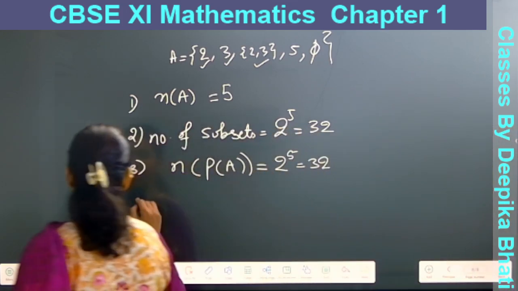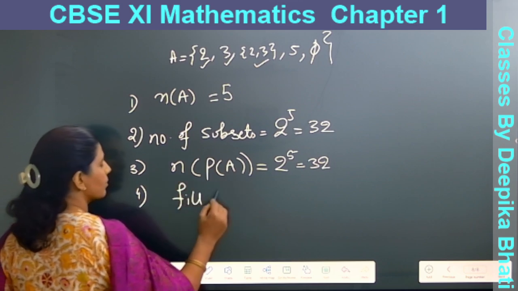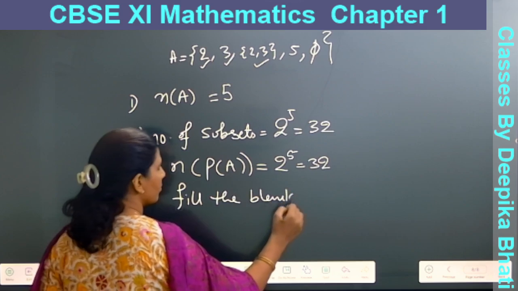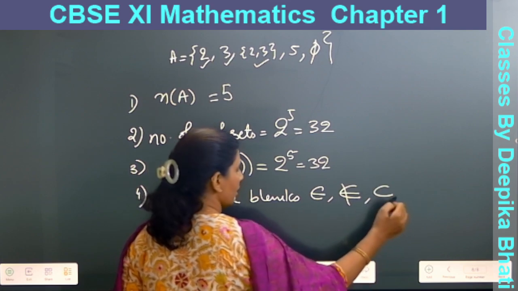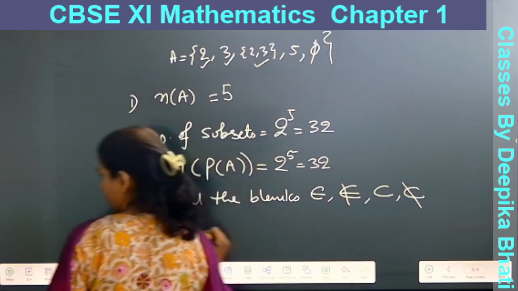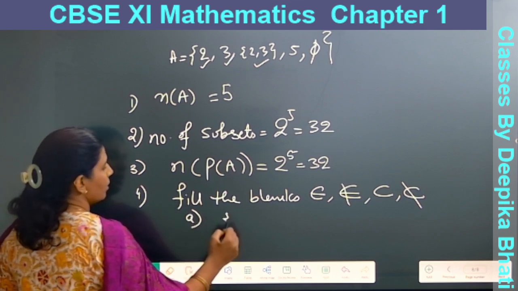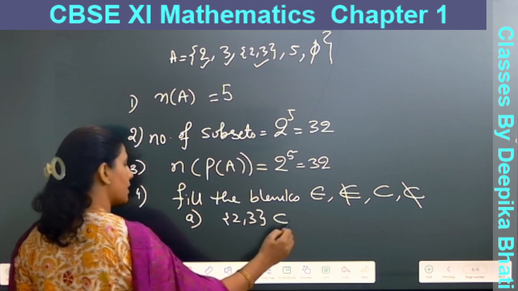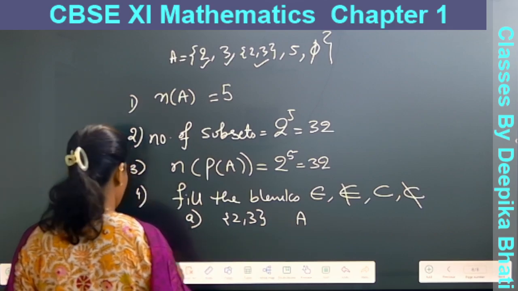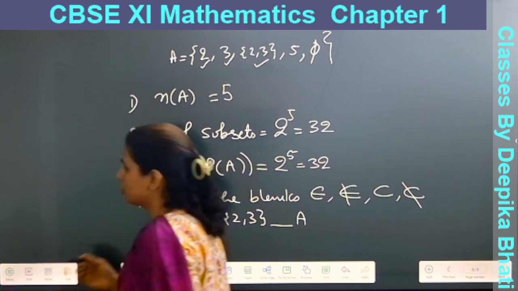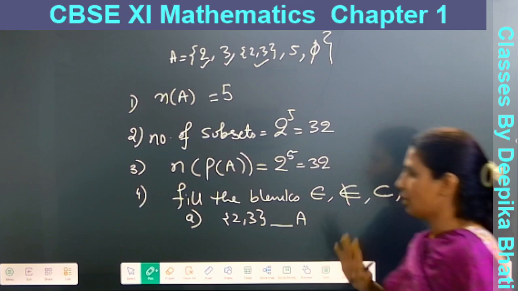so now you have to give me the fill-ups. Fill the blanks with belong, subset, not belong, subset, or not a subset. Okay, you need to give me the fill-ups. A part. 2 comma 3 is a subset of A. Is this true? Oh, sorry. I just need to keep it blank. You need to give me the answer for this blank. What should be the correct answer? This, or this? You have 4 options.